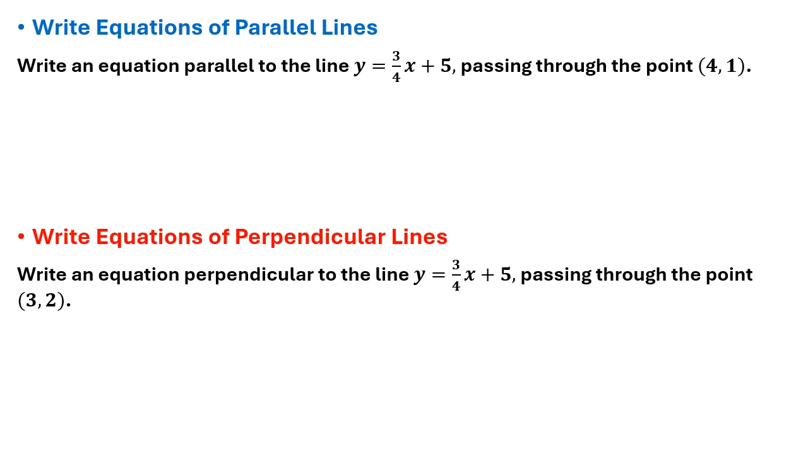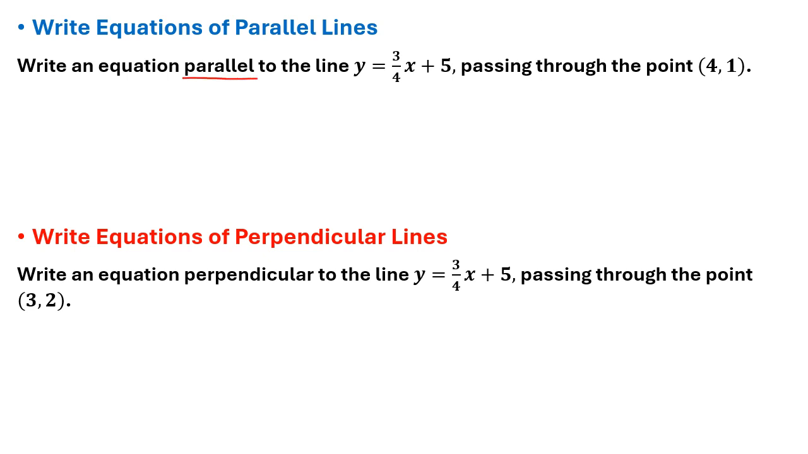In this lesson, we are going to review how to write equations of parallel lines and equations of perpendicular lines. We are going to read each question and then write the equations to them. Write an equation parallel to the line y equals 3 over 4 x plus 5 passing through the point (4, 1). Let's underline parallel lines first.